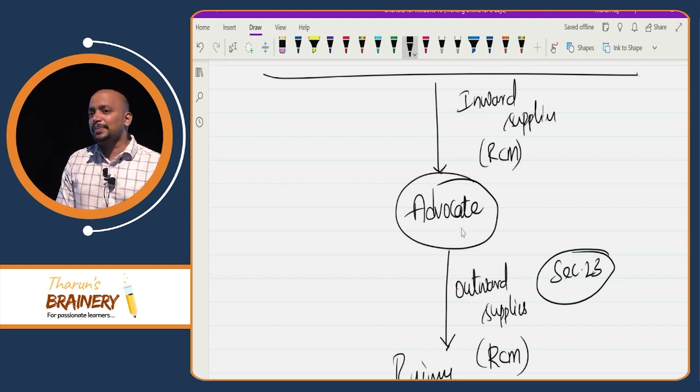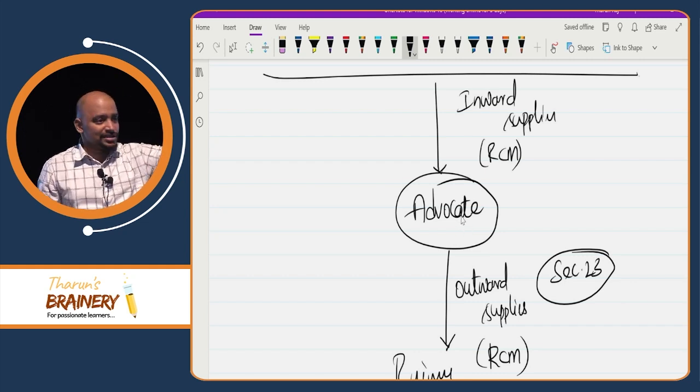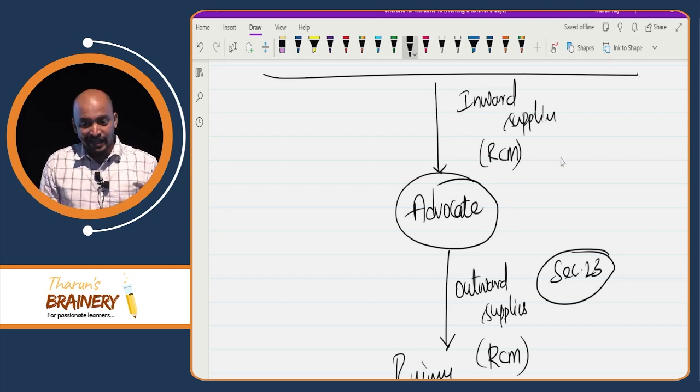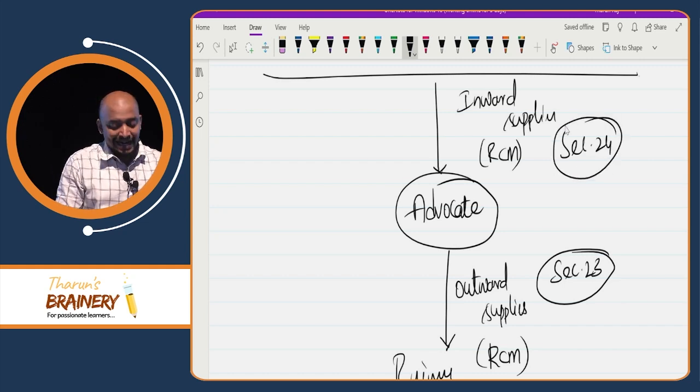We have no inward supplies under RCM. Lot of things are there. So what is that? So sir, CG got salads. Big list is there. So therefore, as they have inward supply on which they need to pay GST under RCM, as per section 24, they need to compulsorily get registered.